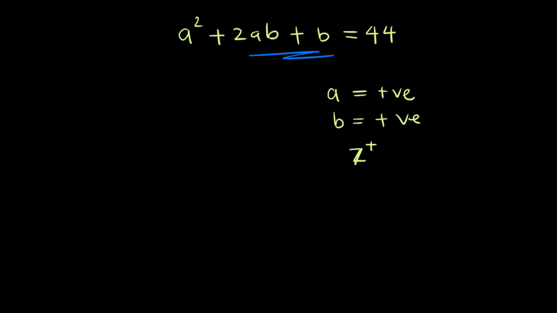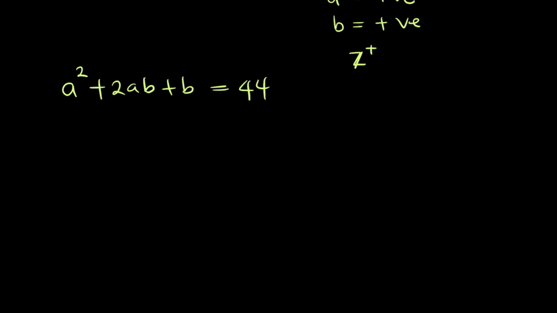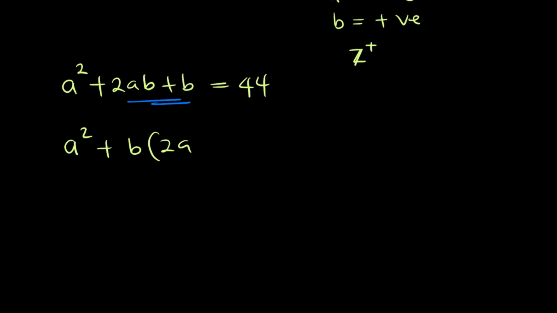Now to begin, I'm going to make some adjustment to this problem. So I have a squared plus 2ab plus b is equal to 44. Notice that I can factorize b from this problem here. So this becomes a squared plus b is common. Then I have 2a plus 1 is equal to 44.